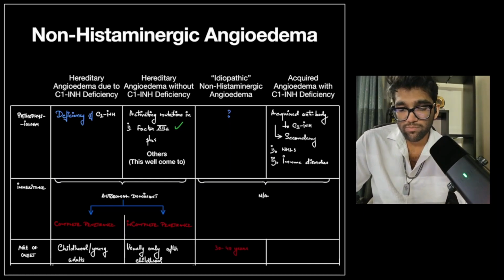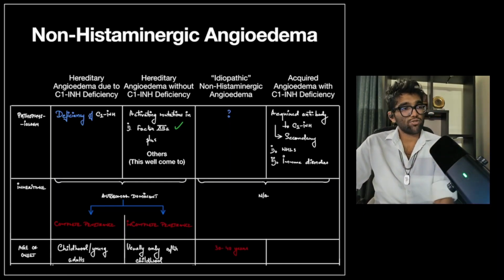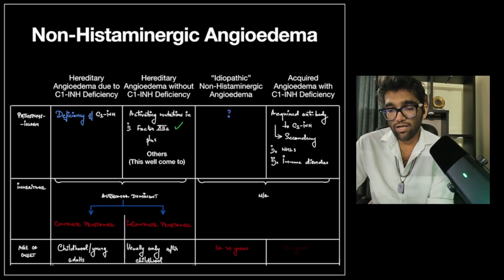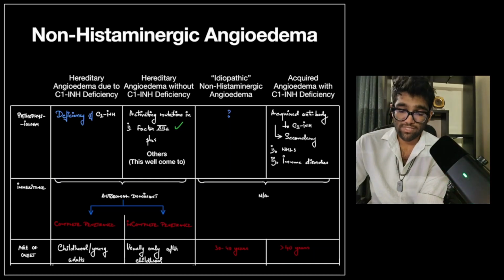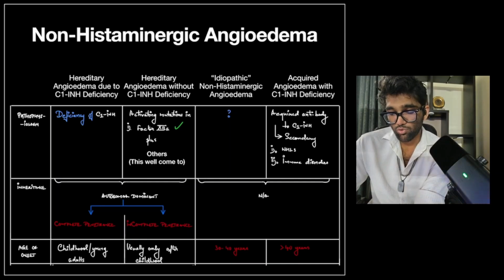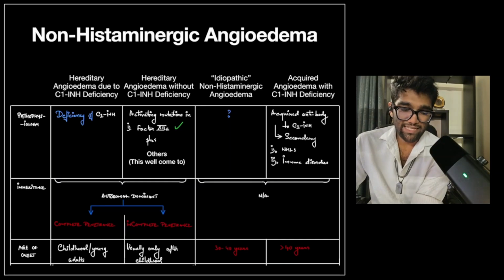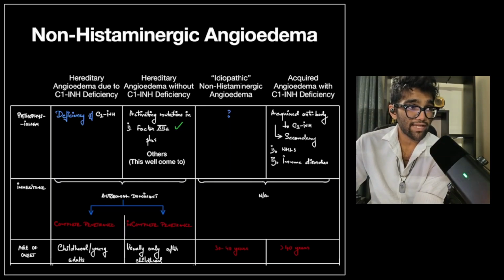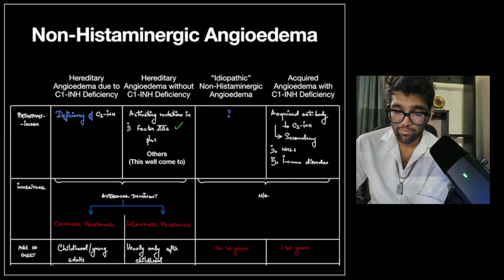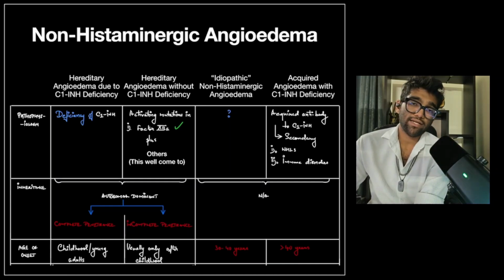Idiopathic non-histaminergic angioedema peaks between 30 to 40 years of age, and acquired angioedema with C1-INH deficiency usually occurs in patients who are a little bit older, that is more than 40 years of age, although in autoimmune disorders it can occur a little earlier. So these are not hard and fast rules. Basically, the earlier it is, the more likely it is C1-INH deficiency hereditary angioedema, and the later it is, the more likely it is to be acquired angioedema with C1-INH deficiency.